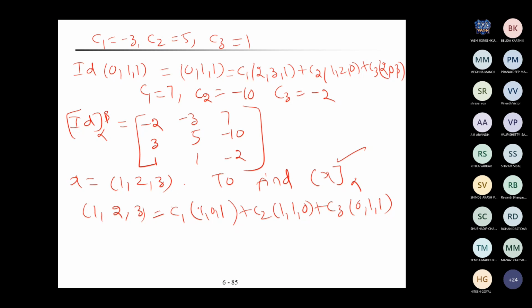One easy way: C1 plus C2 is 1. Then the second, C2 plus C3 is 2. Then C1 plus C3 is 3. What you can do is, from these two equations, find C1 and C2 and substitute here. So C2 is equal to 2 minus C3, C1 is equal to 3 minus C3. Substitute it here.